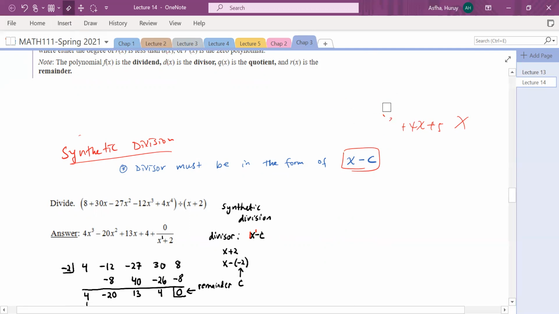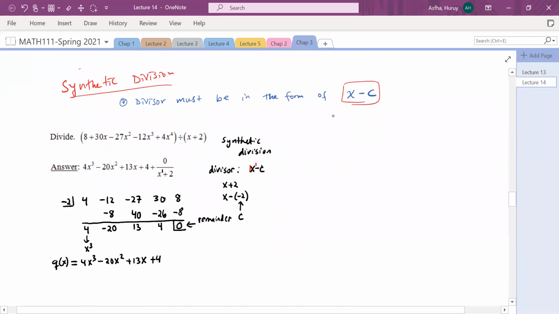Okay. So let's say we have a divisor which is degree 1, which can be written in the form of this one. And it's not only degree 1, but the coefficient has to be 1 as well. That is important again: the coefficient of x has to be 1. Now, suppose we have this form, x minus c, as a divisor. And a simple example is this one.